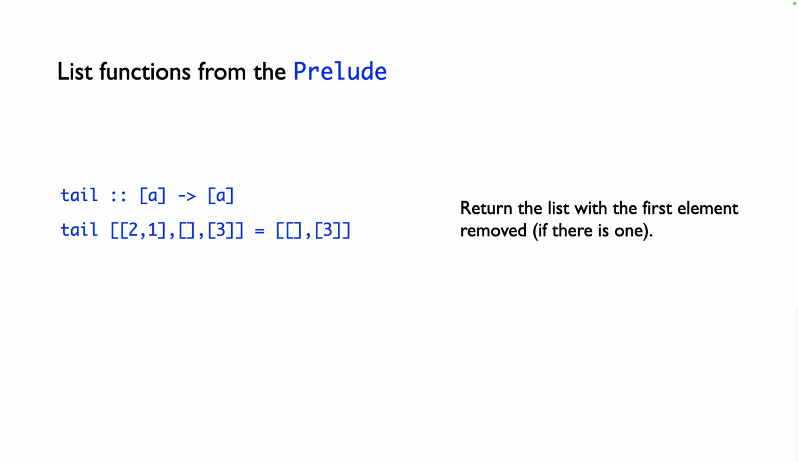Conversely, we can take the tail, which is what you get when you take off the head. So that's the list with the first element removed. So head and tail effectively reverse cons. If you cons something onto the front of a list and then take the head and tail, you get the thing and the original list back.